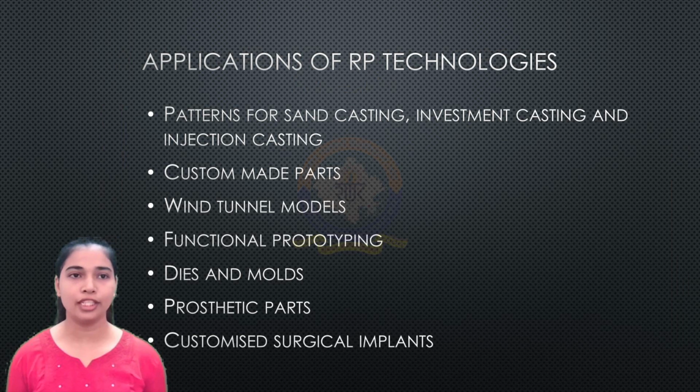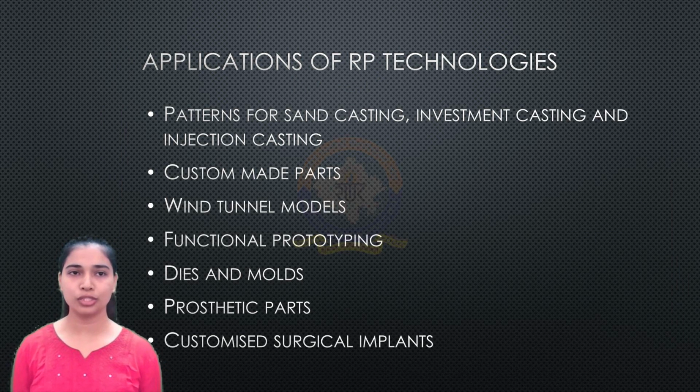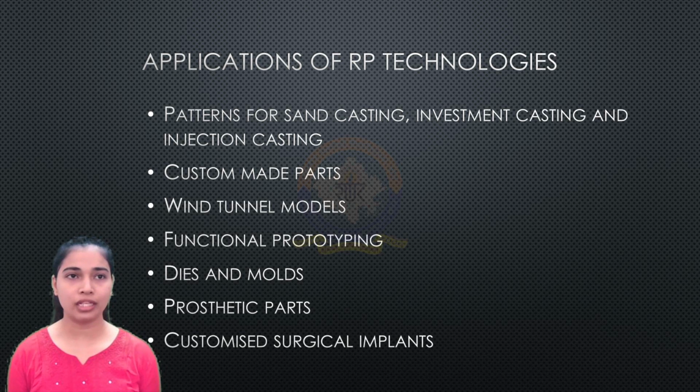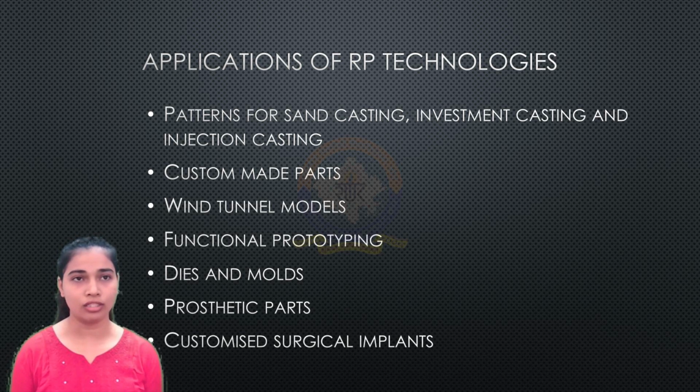The next is applications of rapid prototyping. Rapid prototyping technology is used in various fields. It is used to make patterns for sand casting, investment casting, and injection casting. It is also used to make custom-made parts, wind tunnel models, functional prototypes, dies and molds. In the medical field, it is used to create prosthetic parts and also customized surgical implants.